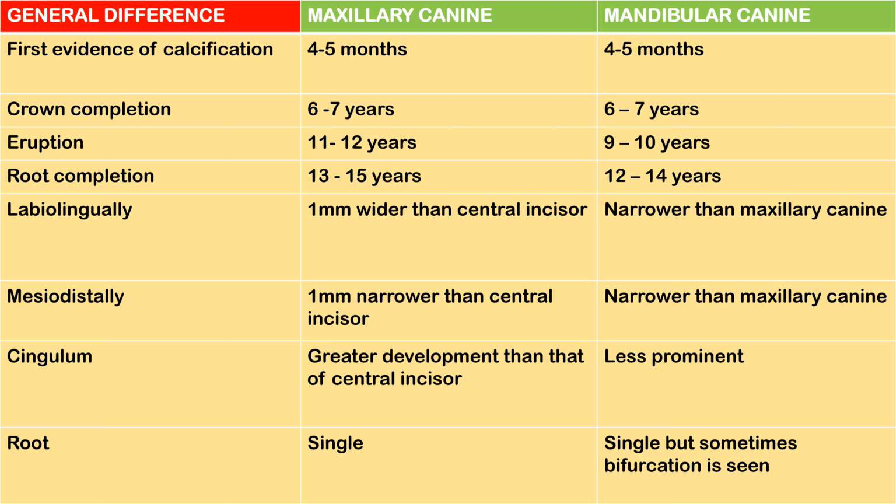The maxillary canine is about 1 mm wider labiolingually than the central incisor, but 1 mm narrower mesiodistally than the central incisor. In comparison to the maxillary canine, the mandibular canine is generally narrower in both dimensions, that is labiolingually as well as mesiodistally. Cingulum, which is present in the lingual aspect, is more prominent in the maxillary canine than in the mandibular canine. Additionally, the maxillary canine has a single root, while we can sometimes see a bifurcated root in the mandibular canine.